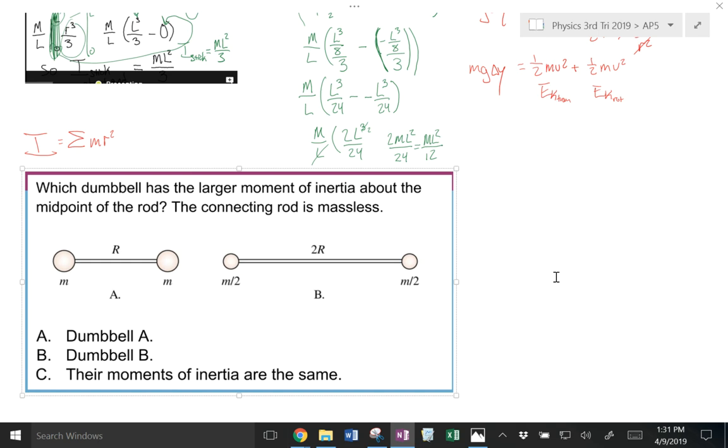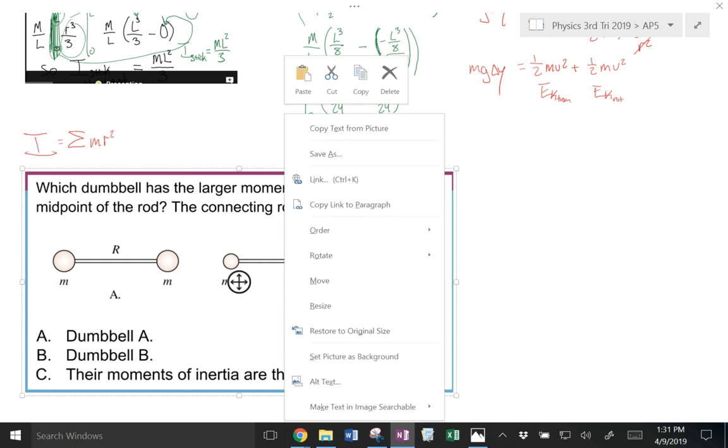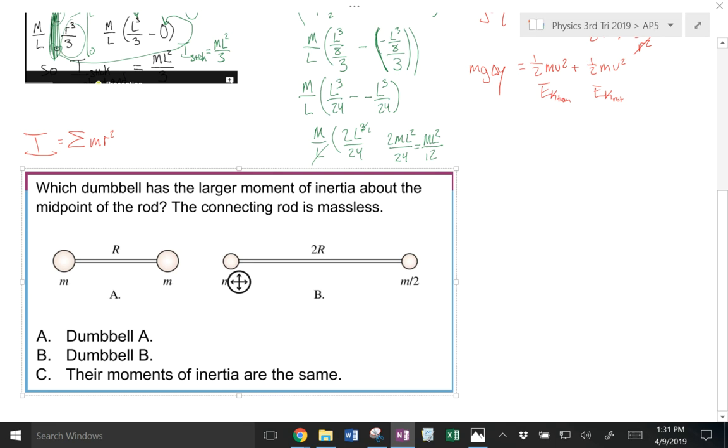And effectively you could think of this as being 2 bobs that are a distance R/2 away from the center. Or you could think of it as 1 bob that's 2m, and it's R/2 away from the center. And then for this one, this is going to be m, and it's R away from the center.